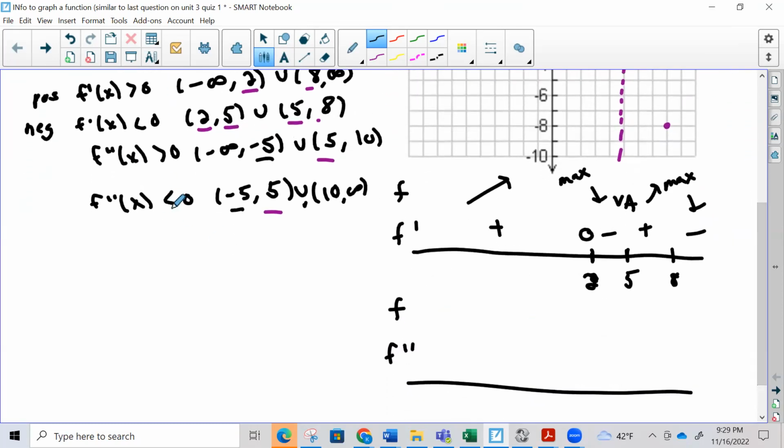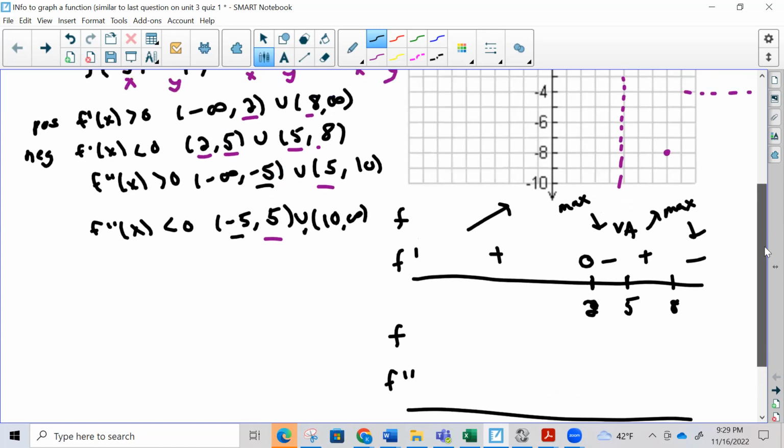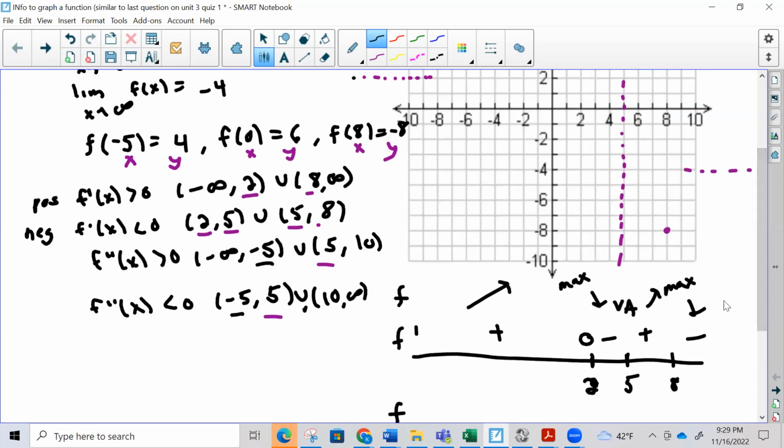Then the second derivative is going to tell me concavity. So again, we're going to look at the values where it changes and put those on our number line. We can see it changes at -5, which on my graph would be here.